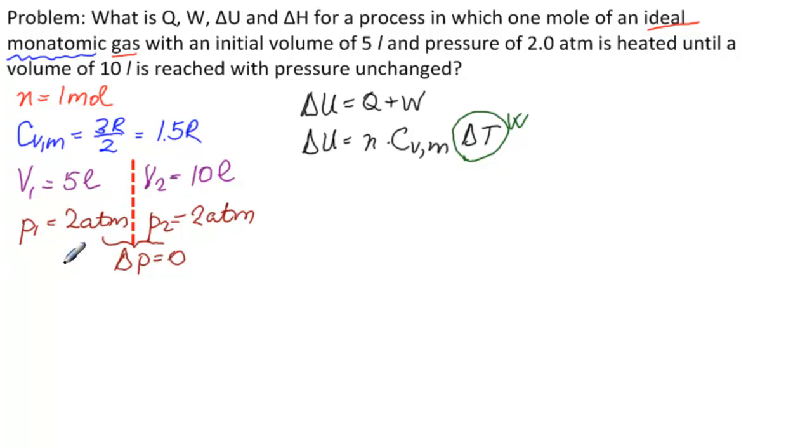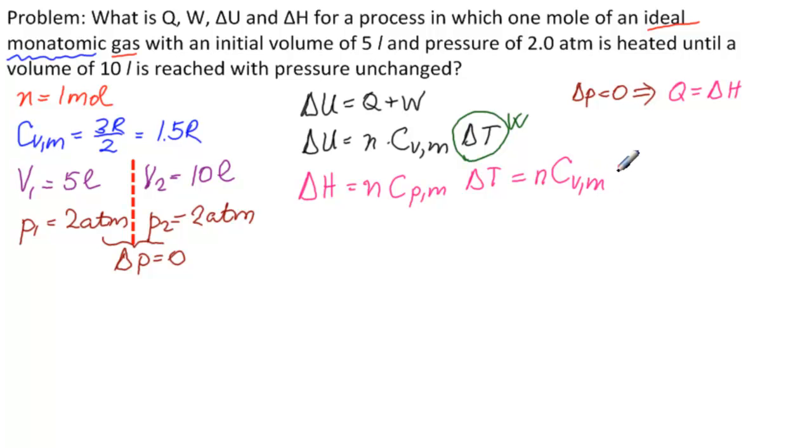So what else do we know? Since delta P is equal to 0, that means that Q equals delta H. So do we have a formula for either one of these? And the answer is we have a similar formula. Delta H equals n C_P,m delta T. We know delta T, we know n. Do we know C_P,m? Yes, because it's an ideal gas. This is C_V,m plus R, in parentheses, times delta T.